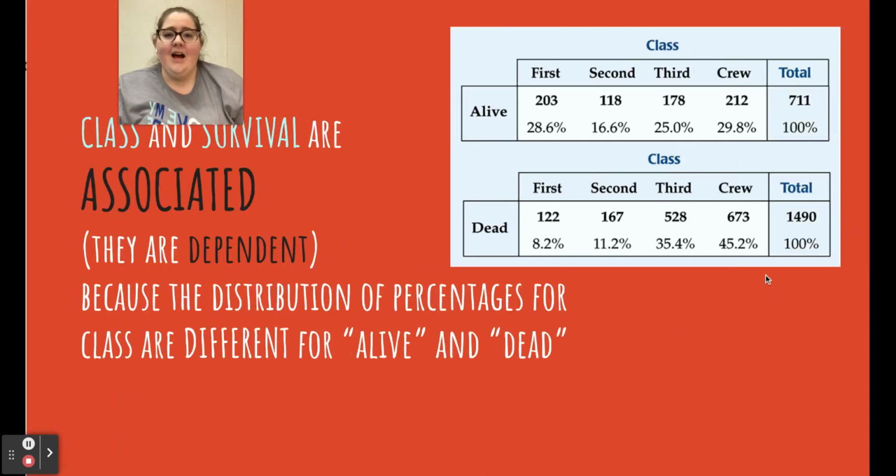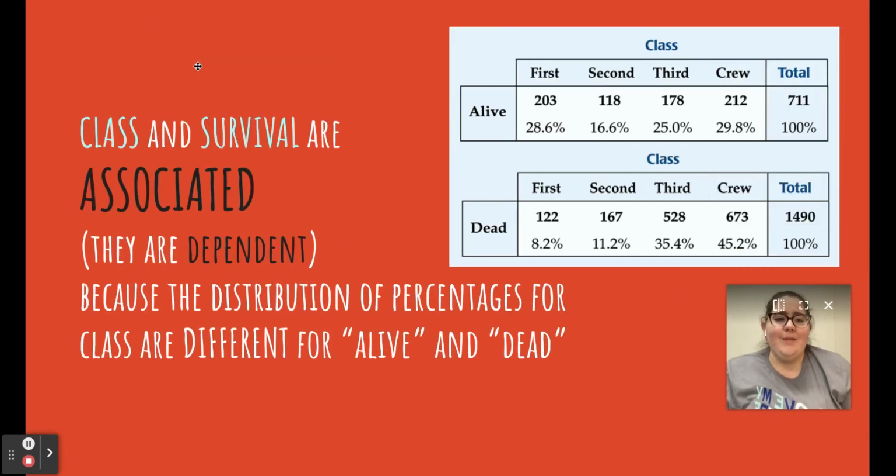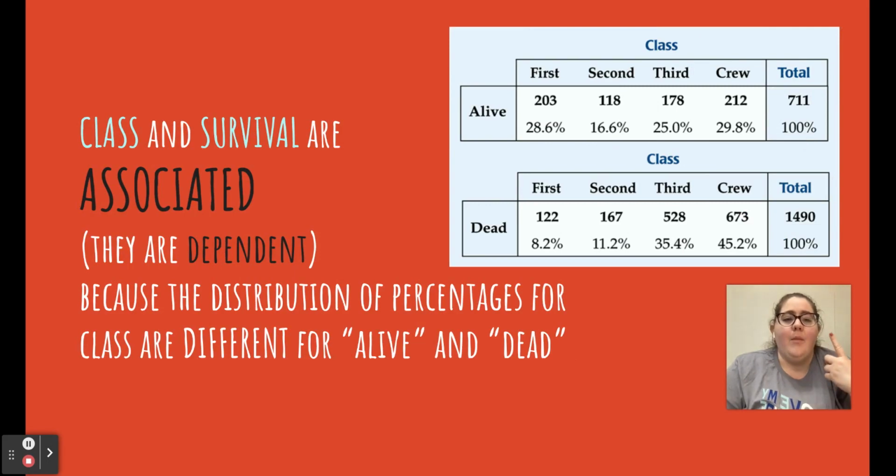So then we're going to talk about how we describe that relationship we see in words. The words that we use are either associated, they're associated variables, or they have an association with each other, or we might say the word dependent. So when we say class and survival are associated or they are dependent, we're saying basically that we notice a difference in the percentage of people in first, second, third, and crew for alive versus dead.